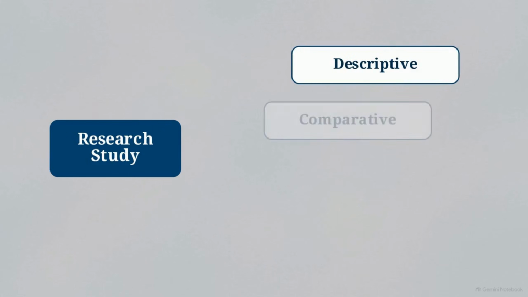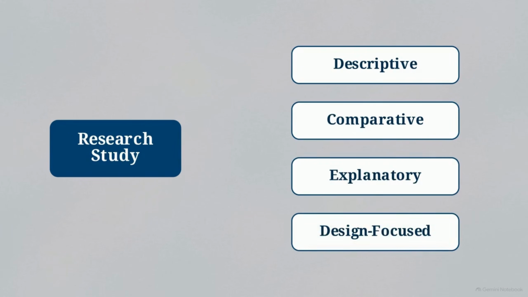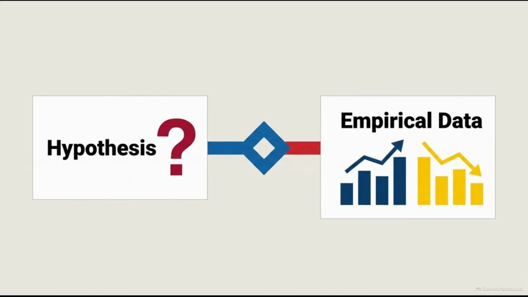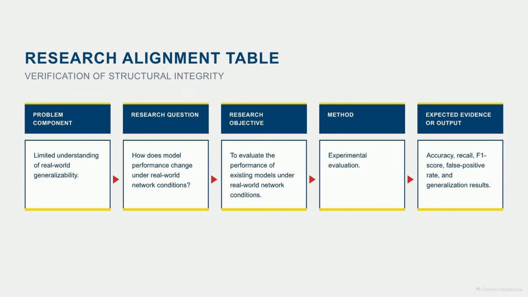The precise phrasing you choose will depend on whether your study is descriptive, comparative, explanatory, or design-focused. Different question types require entirely different methodologies. A doctoral research question exists to test a claim through empirical evidence, not to assume a claim is already true. This research alignment table is a strict tool used to verify your thesis's structural integrity. We map a single problem component to a specific research question. That question maps directly to an objective, pointing to a specific method, which ultimately yields quantitative evidence like accuracy and F1 scores.